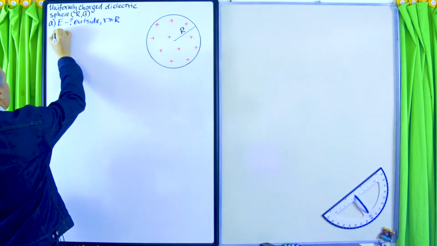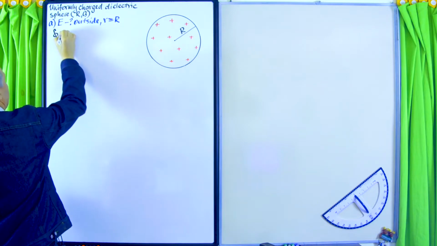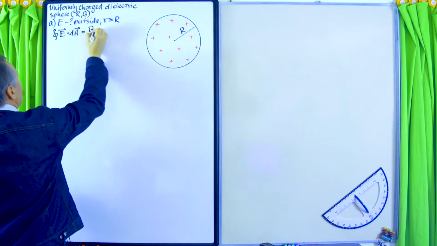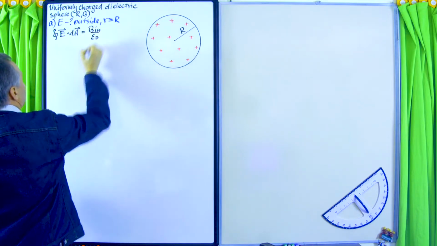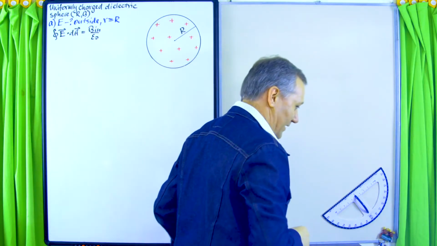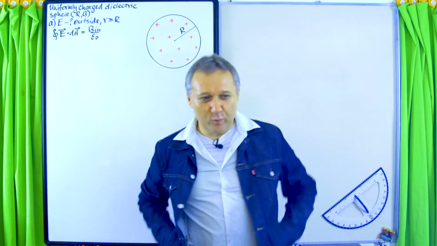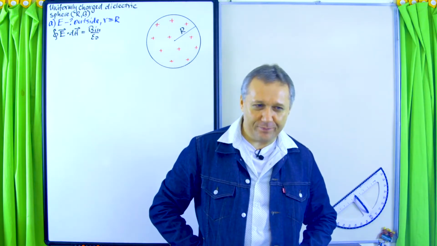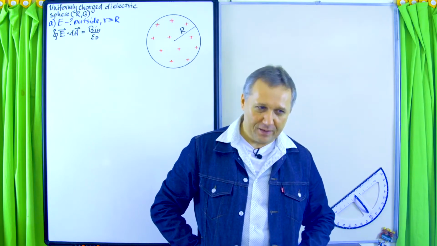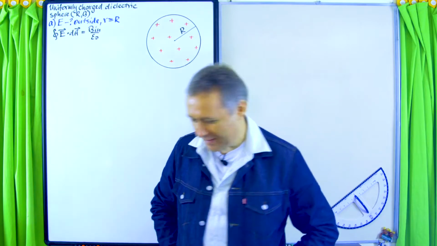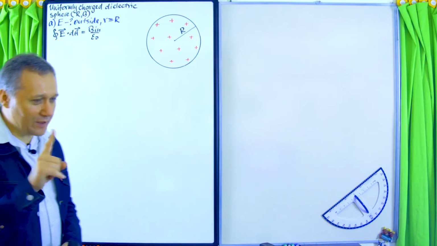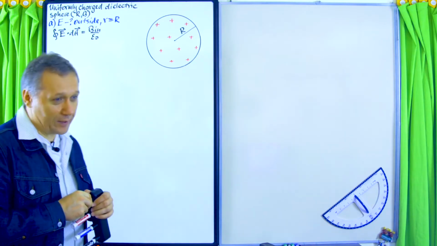So if we want to use Gauss's law, of course, first of all, we need to write it: the closed integral of E dot dA equals Q enclosed over epsilon naught. Okay. What do we have to do first? Which step do we have to make first? Without that step, we will never be able to move any further. The first step, think for a second. Without that step, we will never be able to do anything.